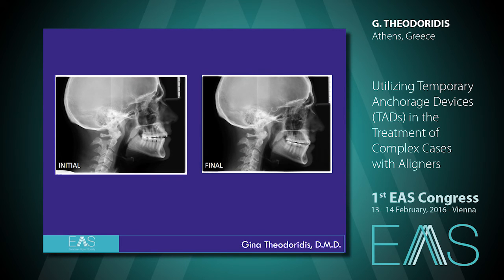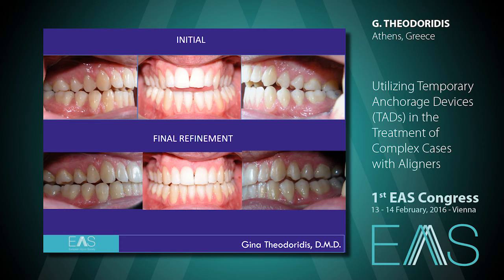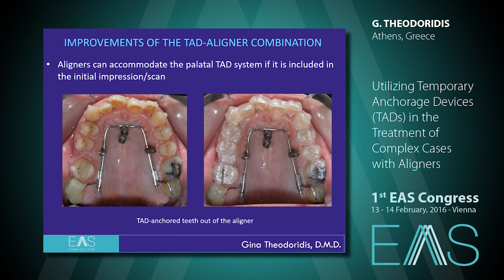And in general, what are the improvements that we can have with this TAD aligner combination or this hybrid system, as Dr. Carriere mentioned yesterday, which I think is a very good term for this combination? This is another case. You can see that we have the upper second molars that are being protracted with the TAD system, and the TAD anchor teeth are completely out of the aligner, again, because at the time it was not really possible to take an impression with bonded things on the teeth. So ideally, we would want the aligners to accommodate the palatal TAD system included in the initial impression or scan. If we achieve that, there would be no need to trim the aligner.